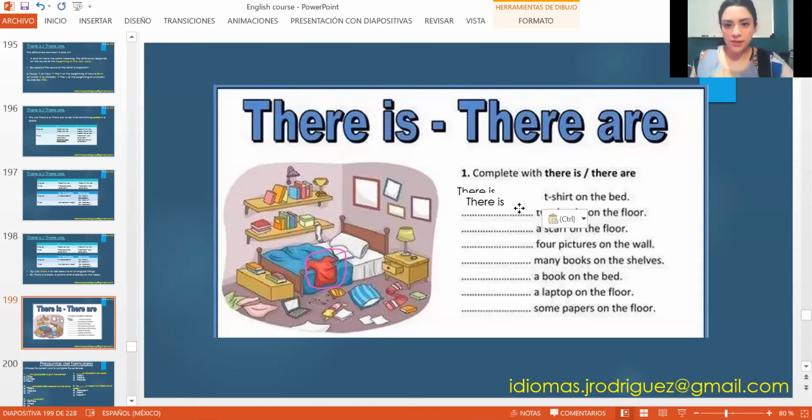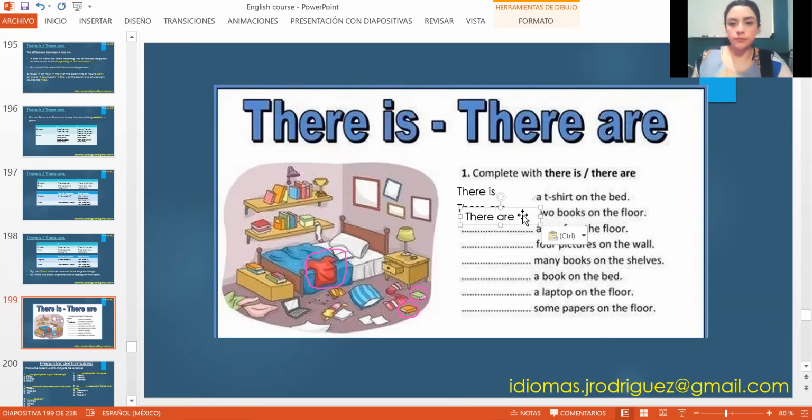Okay, the next one, it says, 2 books on the floor. 2 libros en el piso. Here we have 1 and 2. So, we have a plural there. Tenemos un plural. We cannot use is. So, we'll say there are 2 books on the floor.